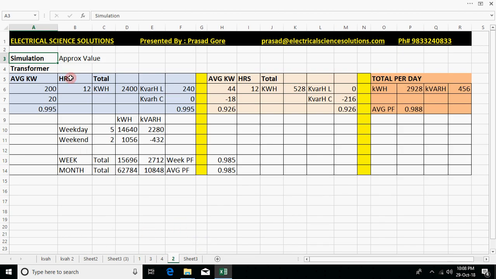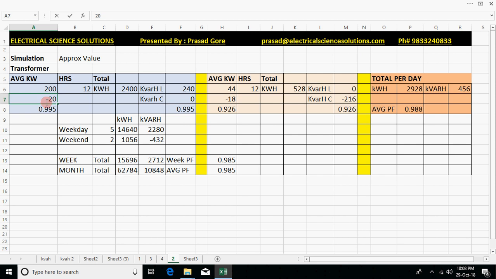Okay, let's understand this. This is your consumption, the average consumption for 12 hours, and this is the average consumption for the rest of the 12 hours. So what happens? You are maintaining the power factor at, let's say, 200 kilowatt is your average consumption for 12 hours, calculated to 2400. That is 200 into 12. That is 2400 units for this 12.